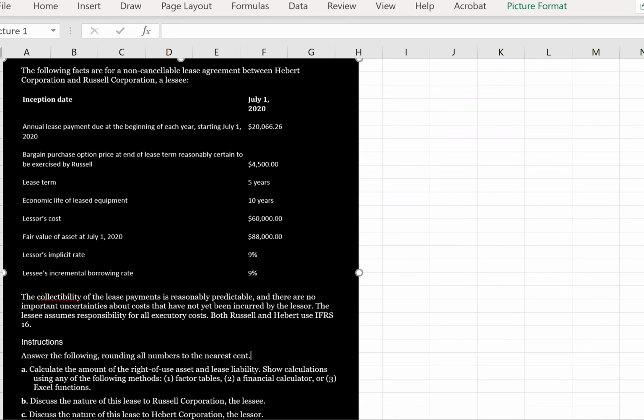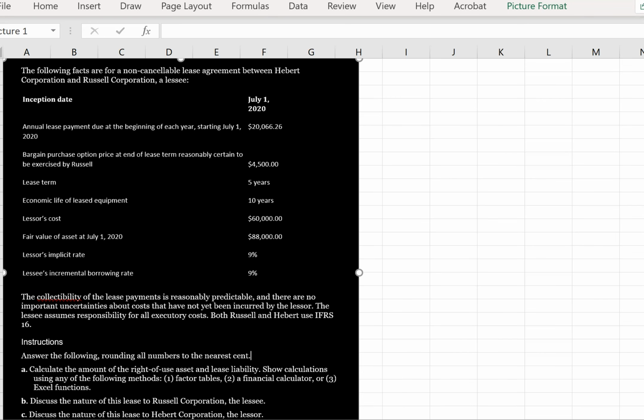$20,066.26. The bargain purchase option at the end of the lease term, reasonably certain to be exercised by Russell, is $4,500. The lease term is 5 years. The economic life of the leased equipment is 10 years. The lessor's cost is $60,000. The fair value of the asset at July 1st, 2020 is $88,000. The lessor's implicit rate is 9%.